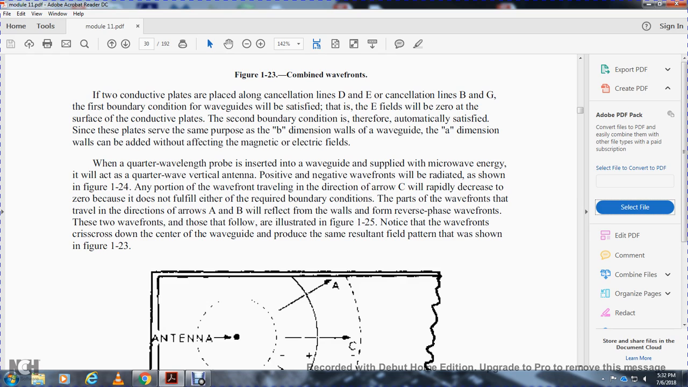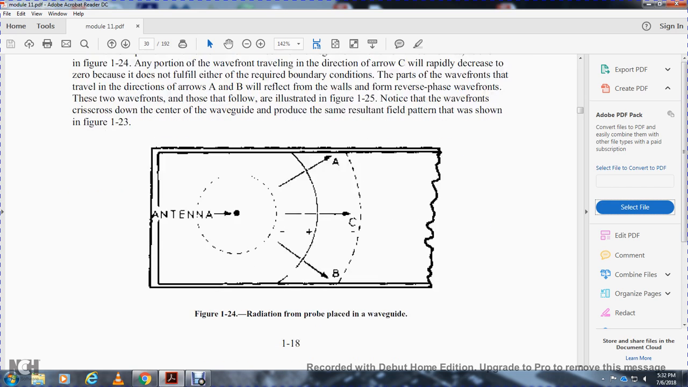The portion of the wavefront traveling in the direction of the arrow C will rapidly decrease to 0 because it does not fulfill either required boundary condition. The parts of the wavefront traveling in the direction of arrows A and B reflect from the wall with reverse phase of the wavefront. The two wavefronts, those that follow, are illustrated in figure 125. Note that the wavefronts cross down the center of the waveguide and produce the same resonant field pattern as shown in figure 123. Figure 124 shows the resonant radiation from the probe placed in the wavelength. Antenna A, B, and C.